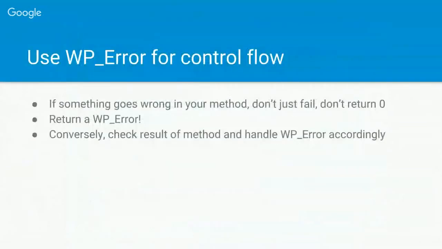Use WP_Error for control flow. WP_Error is a really helpful class for basically representing that something went wrong and allowing you to ebb and flow around that situation. So if something goes wrong in your method, don't just fail, don't return a 0, return a WP_Error. Conversely, when you're calling that method, check if the result is an error and handle it accordingly.